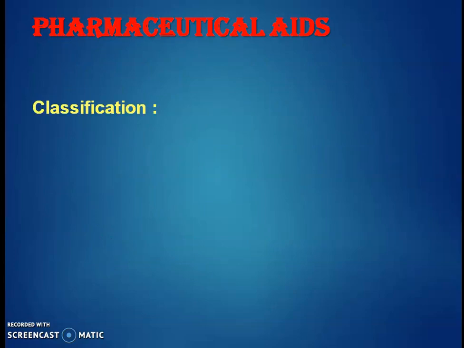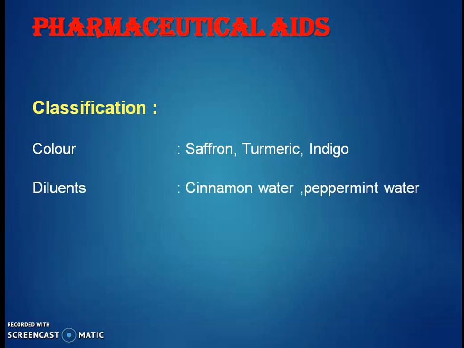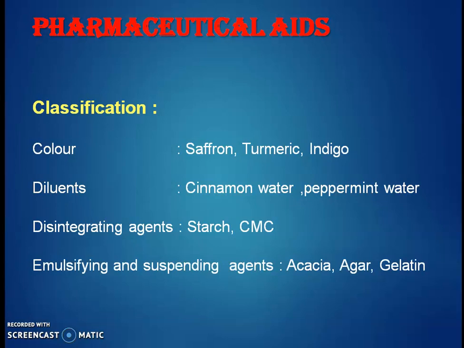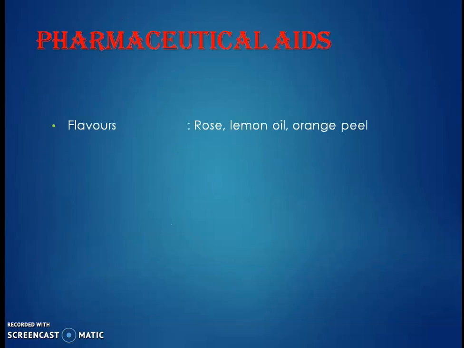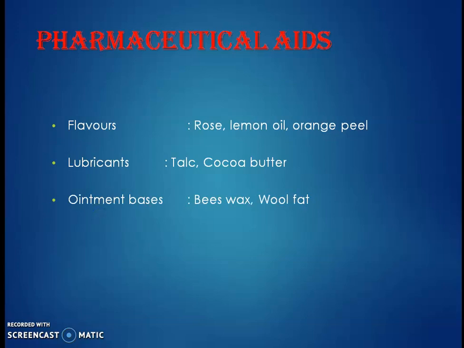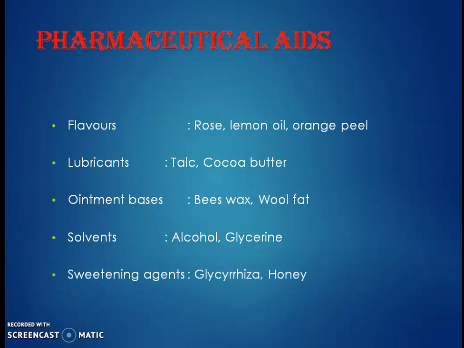Then pharmaceutical aids classification. According to color, examples are saffron, turmeric and indigo. Diluent, cinnamon water, peppermint oil. Disintegrating agent, examples are starch and CMC. Emulsifying and suspending agent, examples are acacia, agar and gelatin. Flavors, examples are rose, lemon oil, orange peel. Lubricant, talc, cocoa butter. Ointment base, beeswax, wool fat. Solvent, examples are alcohol and glycerin. Sweetening agent, examples are glycerides and honey.